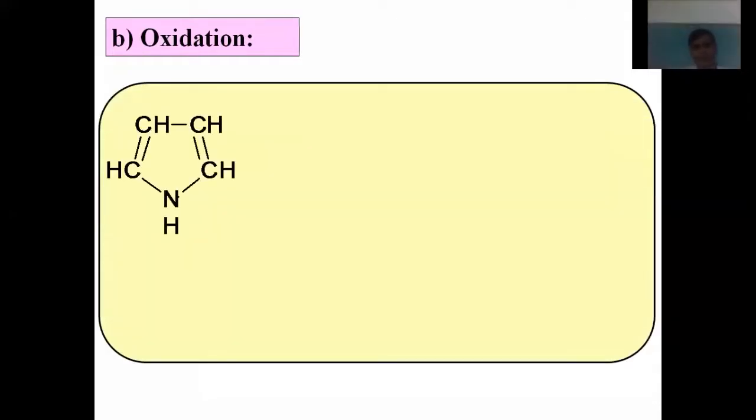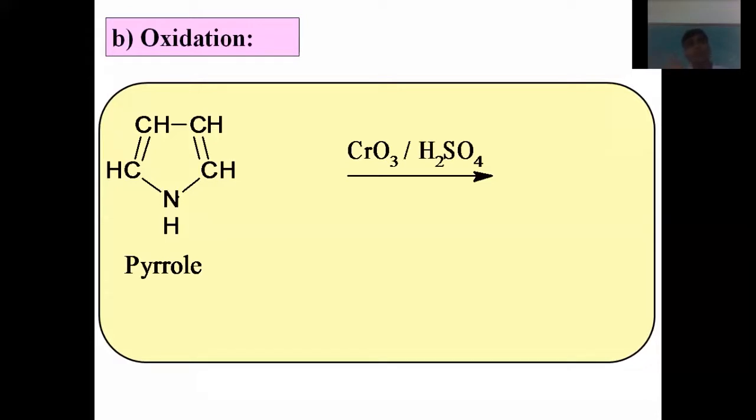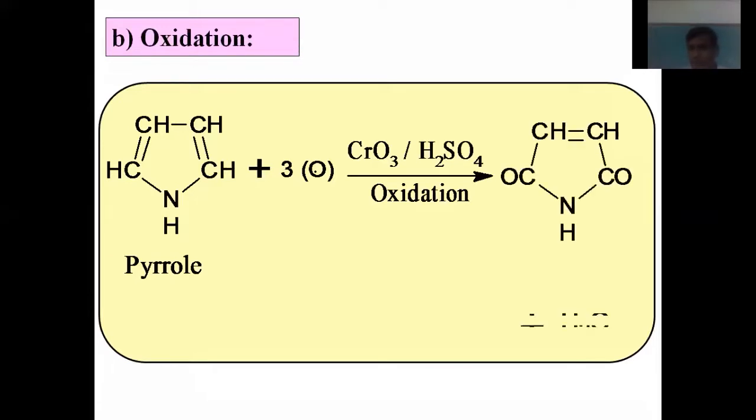Okay, now when it is treated with the chromic acid in presence of sulfuric acid, that chromic acid is a strong oxidizing agent. What happens? 3 nascent oxygen atoms participate in the reaction. Now this hydrogen atom is replaced by oxygen. Similarly, that second hydrogen is replaced by another oxygen. Now those 2 hydrogen atoms and the third oxygen atom form H2O.